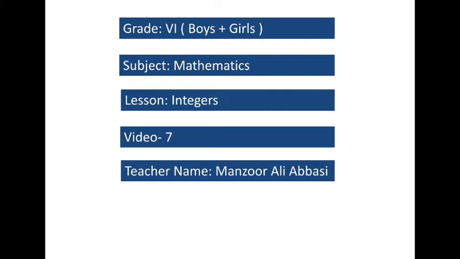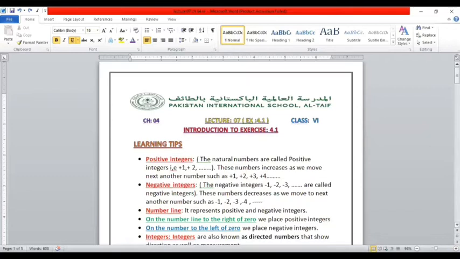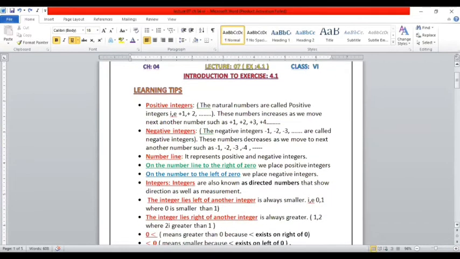Dear students, before we start, we have to learn a few important points for the introduction of exercise 4.1. In 4.1, we are going to introduce the integers. Integers are grouped into positive integers and negative integers, and then we have to show these integers on the number line. Here are the learning tips for positive integers.